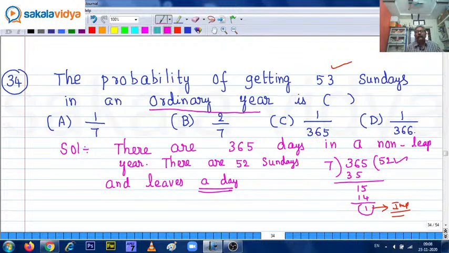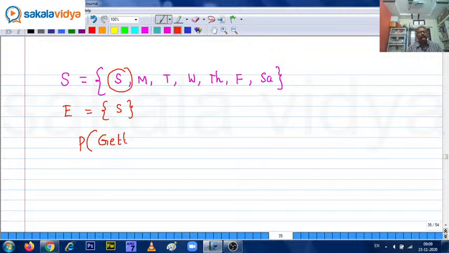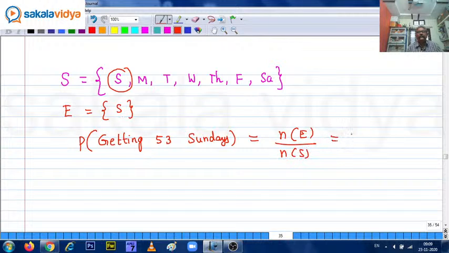One thing, already 52 Sundays are there. In order to be 53, the remaining day must be Sunday. If it is Sunday, then only there will be 53 Sundays possible. So that means E equals, you get like this. One possibility is there out of 7. 1 by 7 is the required probability. So P of getting 53 Sundays equals n of E upon n of S. n of E is 1. n of S is 1, 2, 3, 4, 5, 6, 7. So this is the answer, 1 upon 7.